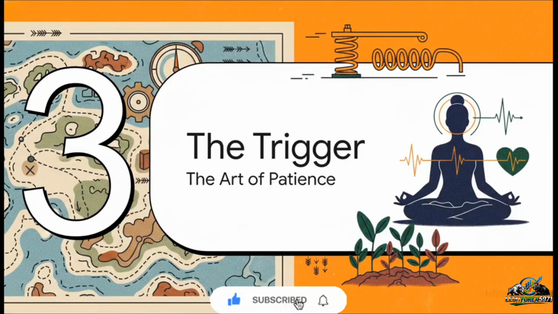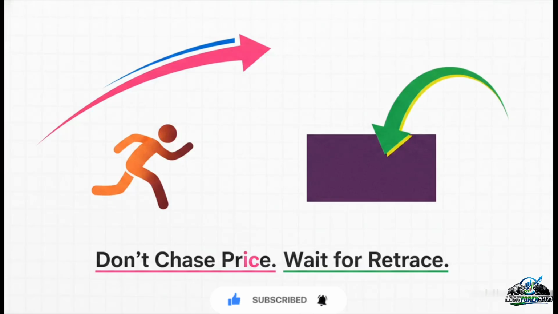Okay, moving to phase 3, the trigger, the art of patience. Step 3 is literally where most traders fall apart. You have to wait for the pullback. I'm going to say this as firmly as I possibly can. Never, ever chase price. If you miss that initial explosive move, just let it go. Wait for the price to retrace back into your map demand zone during an uptrend or your supply zone in a downtrend. Waiting for this pullback is the whole secret.